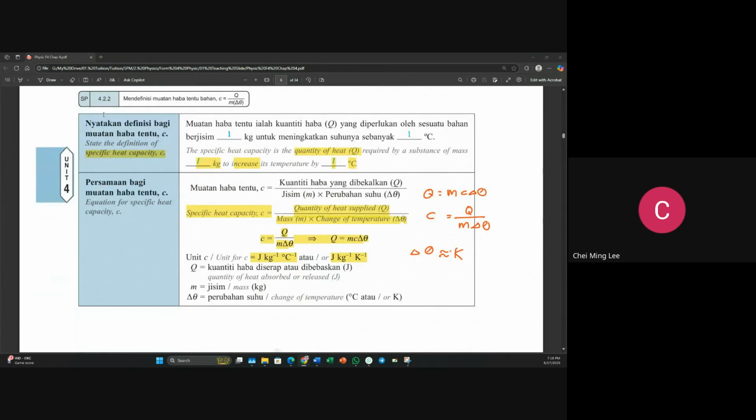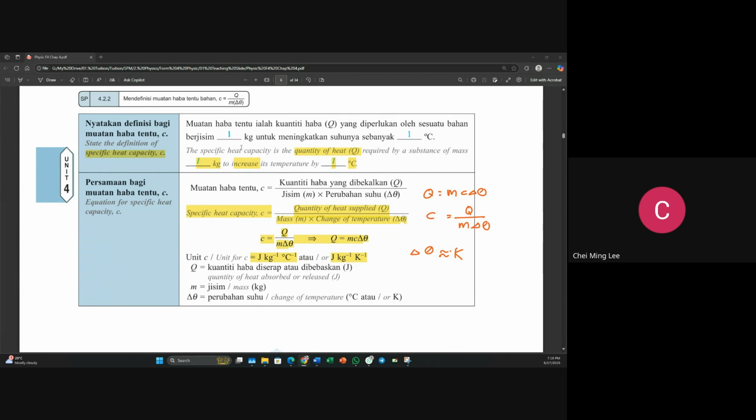So state the definition of specific heat capacity. Just now is heat capacity, now is specific heat capacity. The definition is almost similar, just that now we give a measurement of mass, which is 1 kg. So it's a quantity of heat required by a substance of mass of 1 kg to increase the temperature by 1 degree Celsius. Okay, just now is a substance, the heat required to raise 1 degree Celsius, correct? Now is the heat required for 1 kg to raise 1 degree Celsius.